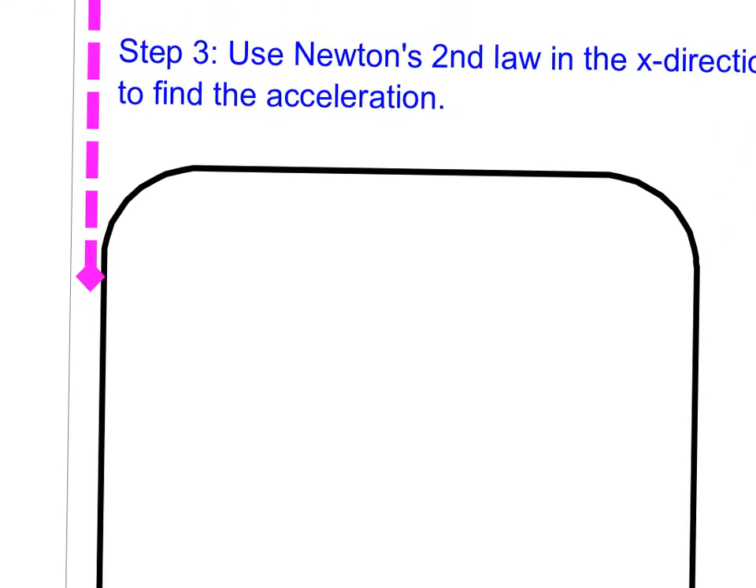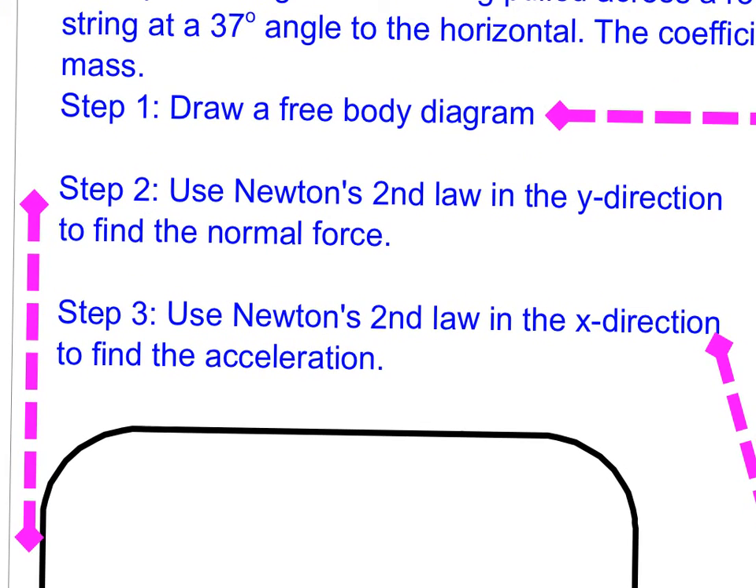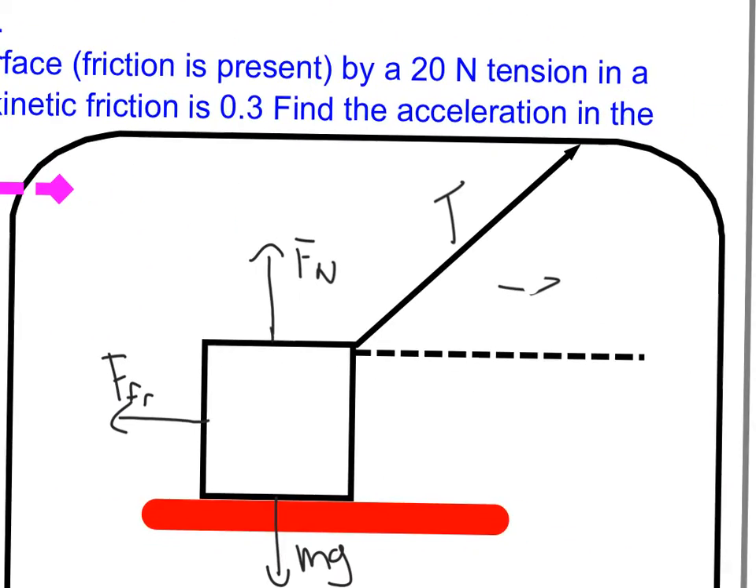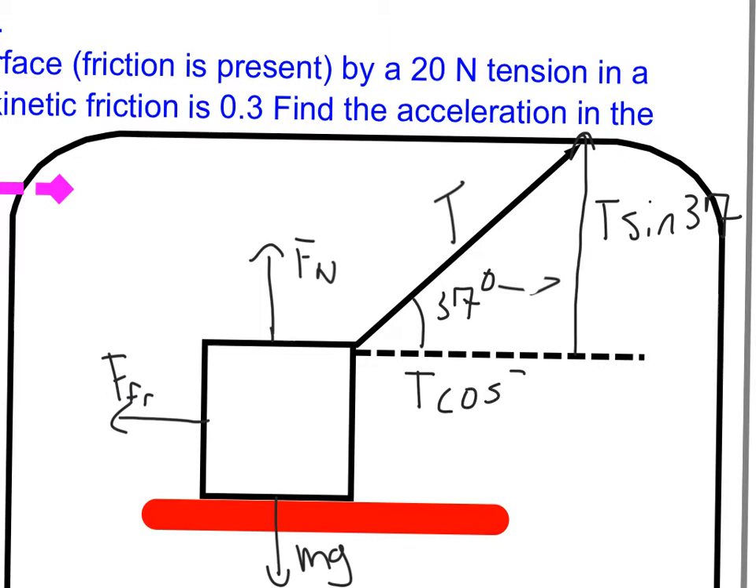And we're going to do the same process. We're going to use Newton's second law in the y direction to find the normal force. Now here's where we need to break this vector down into its components. So we need this angle to be 37. I'm just going to draw on this diagram instead of trying to fit another one in there. We've got a 37-degree angle, which means that this y component is going to be T sine 37, and this x component is going to be T cosine 37.